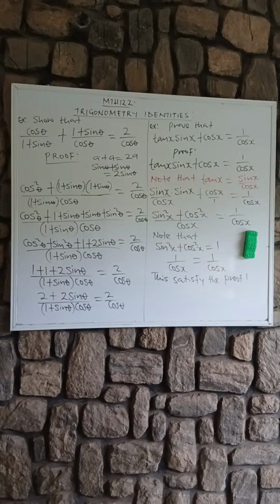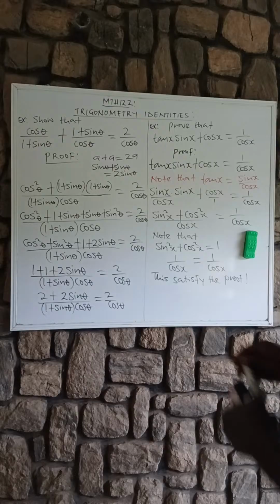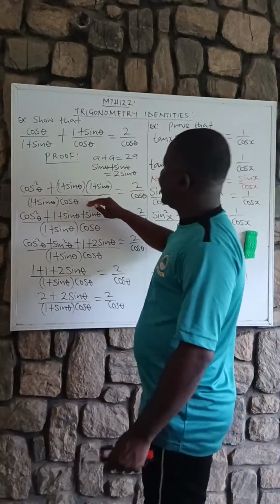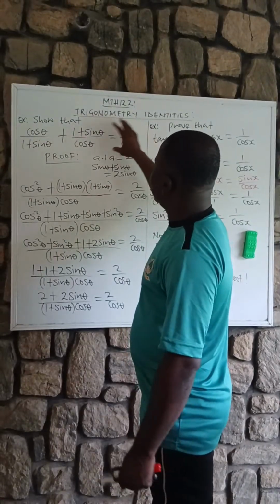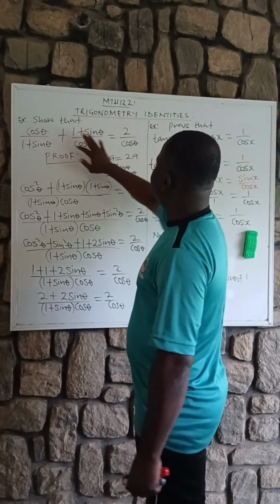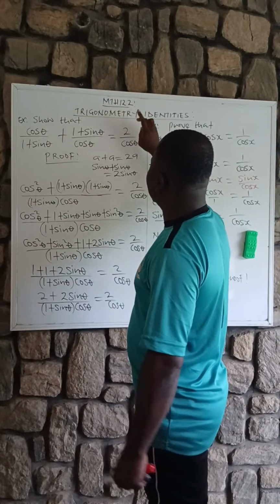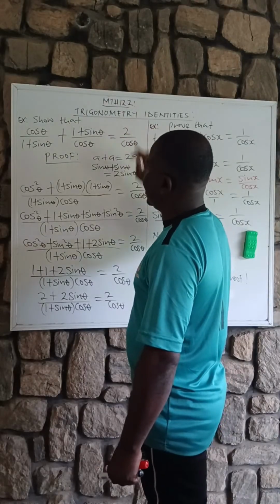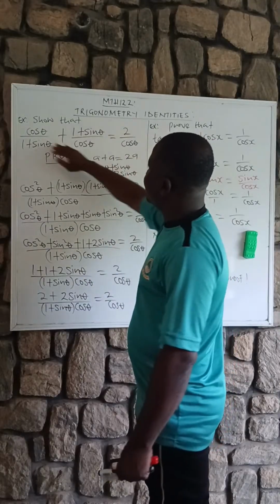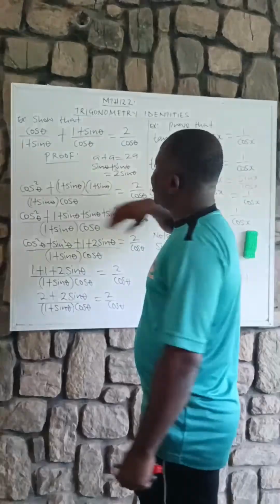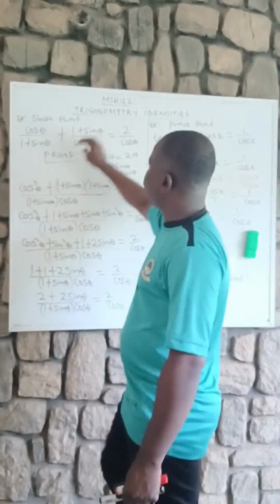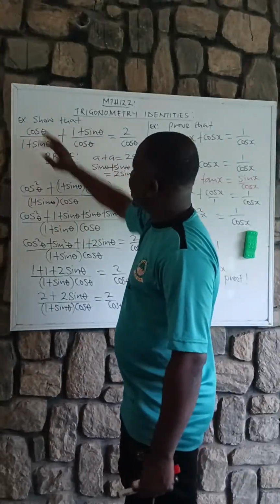Let me take it all over again. Look at it now. We are to prove that the left hand side should be the same thing as this, which is 2 all over cos theta. So if we are to prove this, what we need to do, we should consider LCM. If you know how to solve fractions, we should consider LCM.